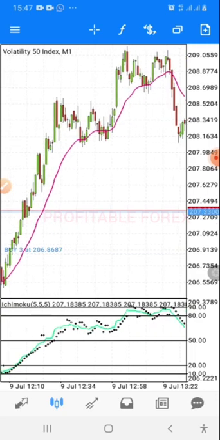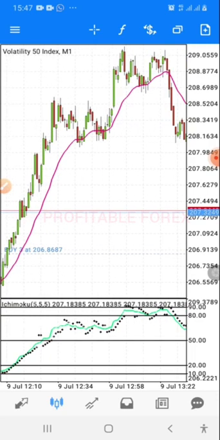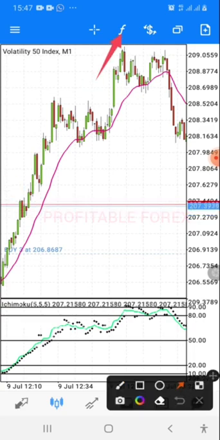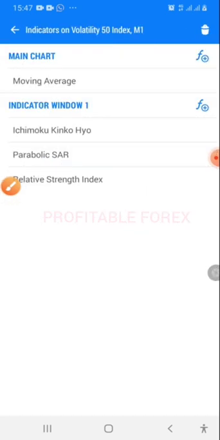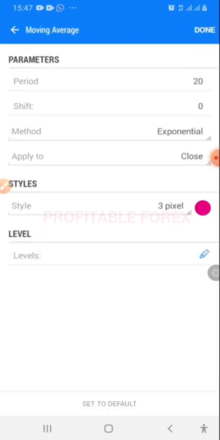Okay, so I'm gonna go ahead and give you the setup for the indicator. So let's go ahead to our indicator window. Okay, over there, so you click on it. So on our main chart we have the moving average. Okay, so the setup for the moving average is period 20, shift 0, method exponential, apply to close, style 3 pixel, any color of your choice, but I use pink. There are no levels, so leave the levels empty, and you click done.